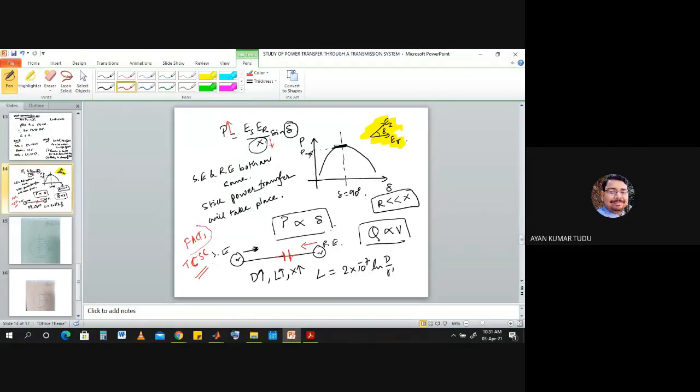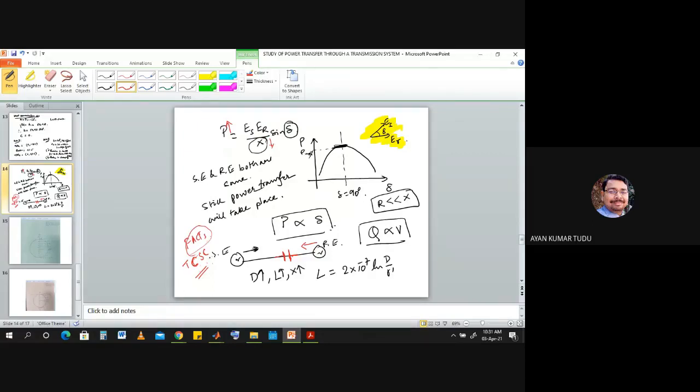What is FACS? I said in class, what is FACS? Full form of FACS device, it is flexible AC transmission systems. Okay, this is flexible AC transmission systems. And TCSC, what is the full form?